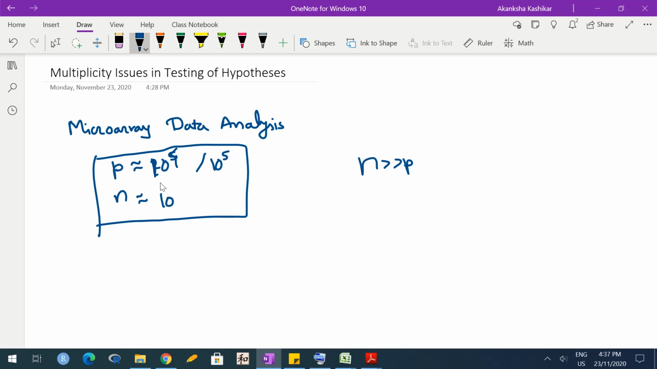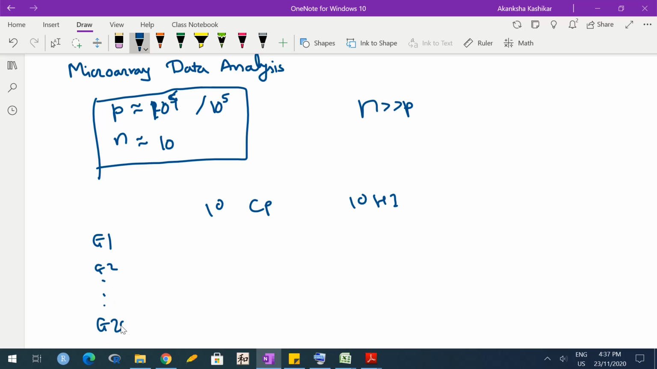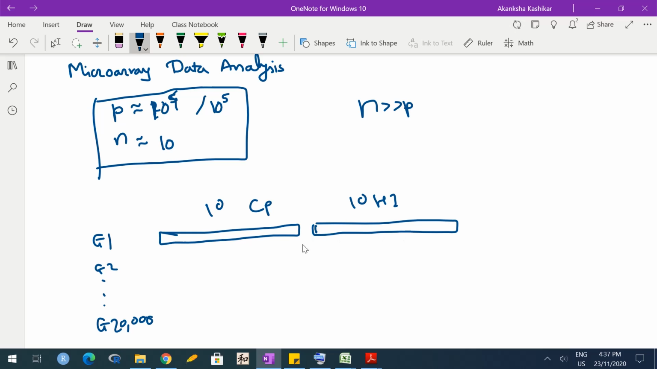But the problem is, as soon as you carry out so many tests, for example, let me give you one scenario. As I said, suppose you have data on 10 cancer patients and data on 10 healthy individuals, and you have gene 1, gene 2, up to gene 20,000. You have to compare these 10 values and these 10 values for every gene. Then you see which genes are important and try to do some further analysis using those genes. So basically you will be carrying out 20,000 t-tests.